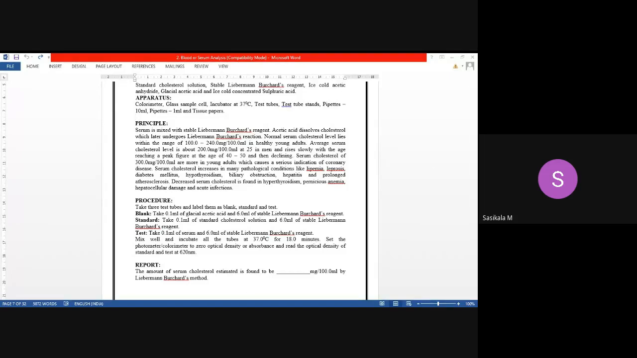Let me write the spelling of absorbance. Somebody may understand this term as absorption. It is absorbance. Optical density or absorbance will be measured.